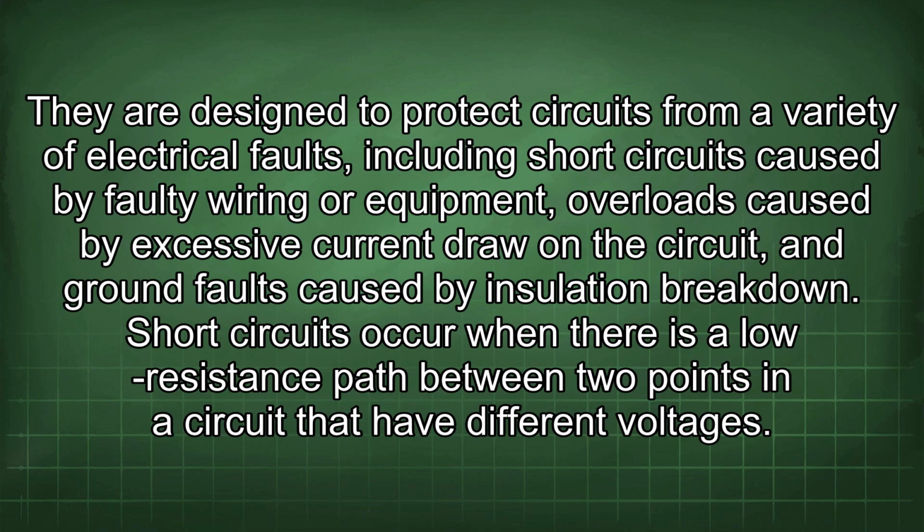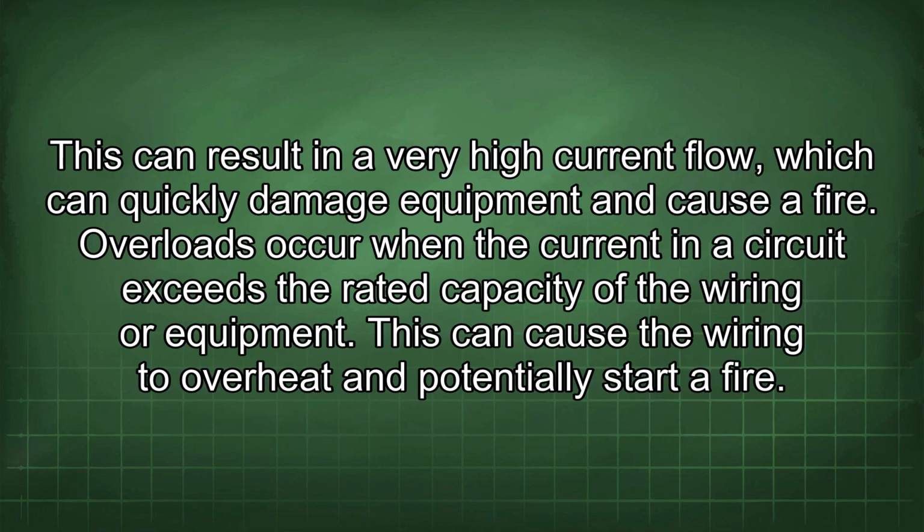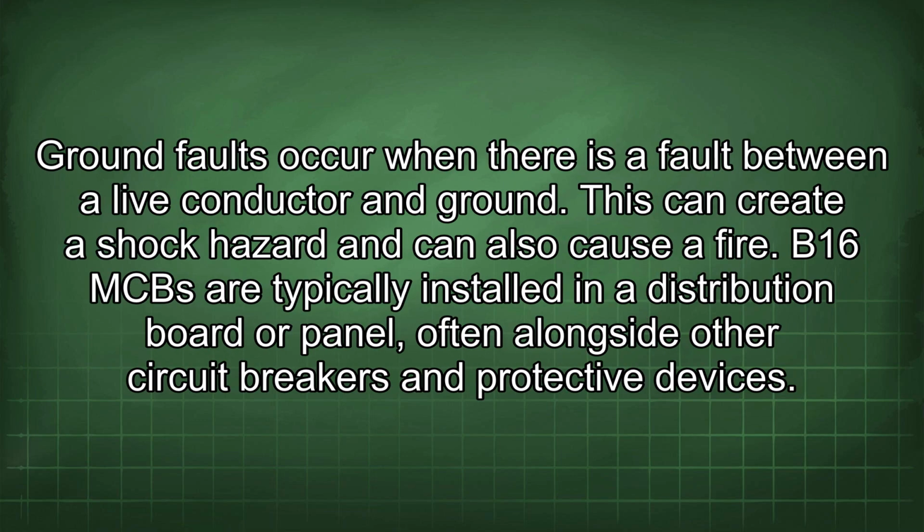Short circuits occur when there is a low resistance path between 2 points in a circuit that have different voltages. This can result in a very high current flow, which can quickly damage equipment and cause a fire. Overloads occur when the current in a circuit exceeds the rated capacity of the wiring or equipment. This can cause the wiring to overheat and potentially start a fire. Ground faults occur when there is a fault between a live conductor and ground. This can create a shock hazard and can also cause a fire.